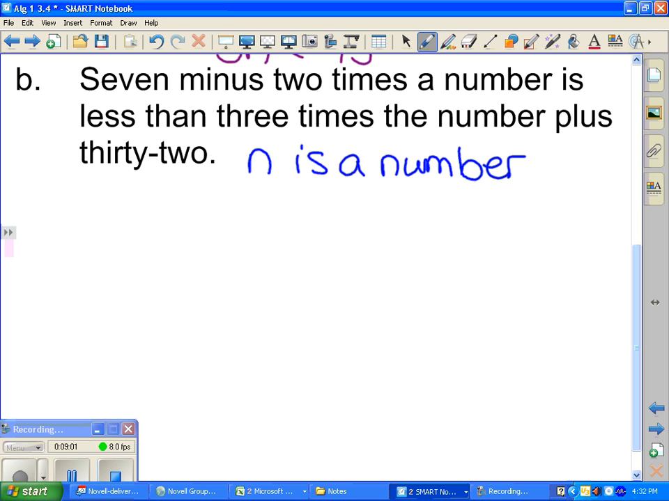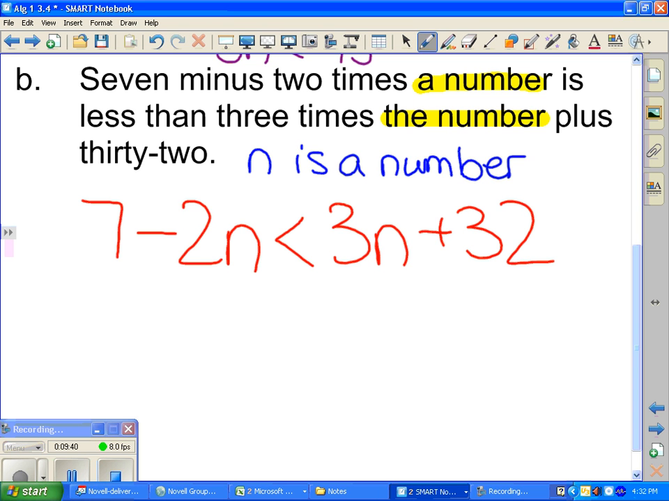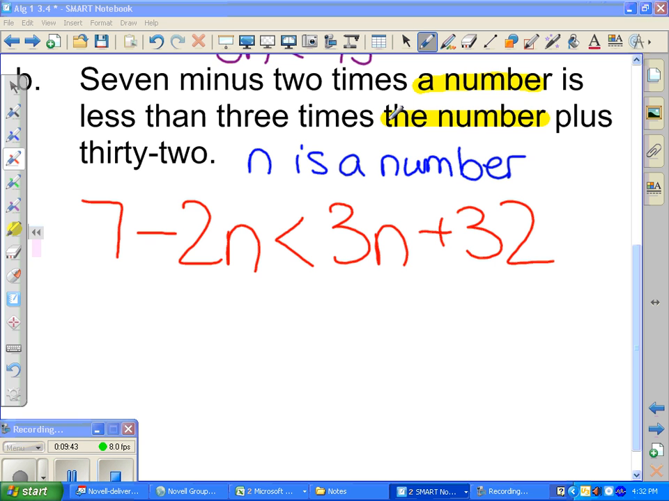Okay, notice that I defined my variable because it didn't say in the problem which letter to use. So I said n, there's a number in there twice. I said n is my number. Now I'm going to write out the problem. 7 minus 2 times a number. A number's n, so 2 times n is less than symbol, 3 times the number, so 3 times n, plus 32. I've now written out my problem, and now I can approach and solve it.